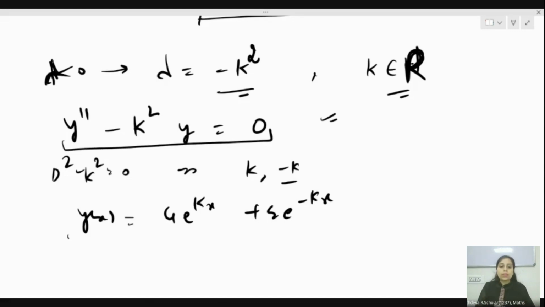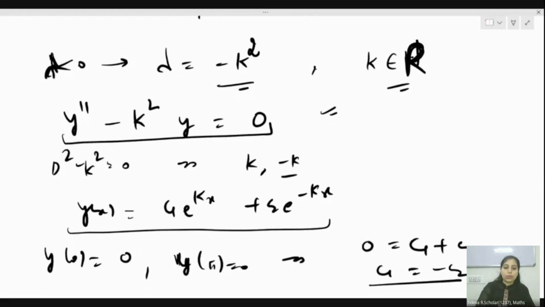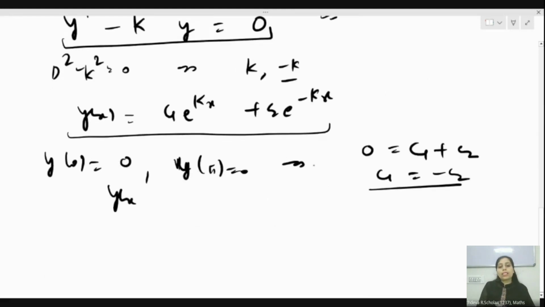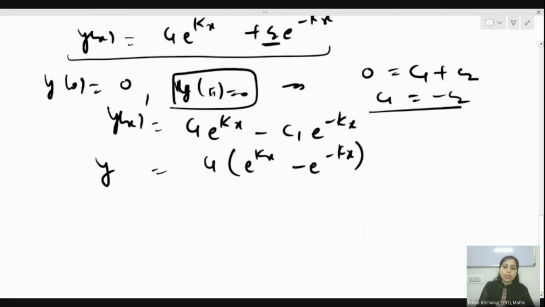Now here, substituting the conditions y(0) is equal to 0 and y(pi) is equal to 0. Substituting y(0) is equal to 0 gives you c1 plus c2 equal to 0, so c1 is equal to minus c2. Substituting back c2 is equal to minus c1, y(x) is equal to c1 e raised to power kx minus c1 e raised to power minus kx. So here we are left with this solution. Now substituting y(pi) is equal to 0, so c1 times e raised to power k pi minus e raised to power minus k pi.